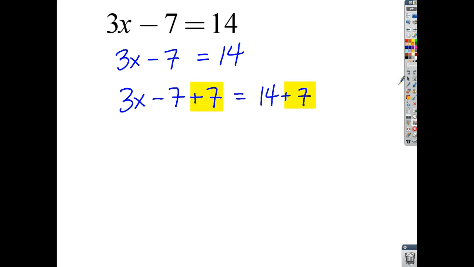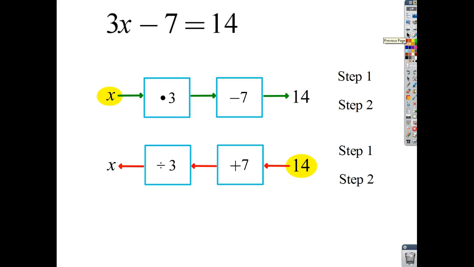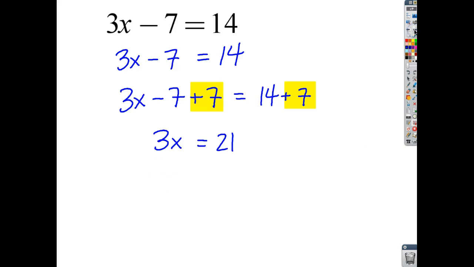Well, now if I do this, 3x minus 7 and then plus 7, these are opposites, so that becomes 0. So I'm left with 3x is equal to 14 plus 7, so I get 21. And if you remember from the previous slide, we added 7 to both sides, and then we're going to end up dividing by 3. So now what am I going to do? I have 3 times x is 21, so I'm going to rewrite this. I'm going to divide this side by 3, I'm going to divide this side by 3, so I get x is equal to 7.